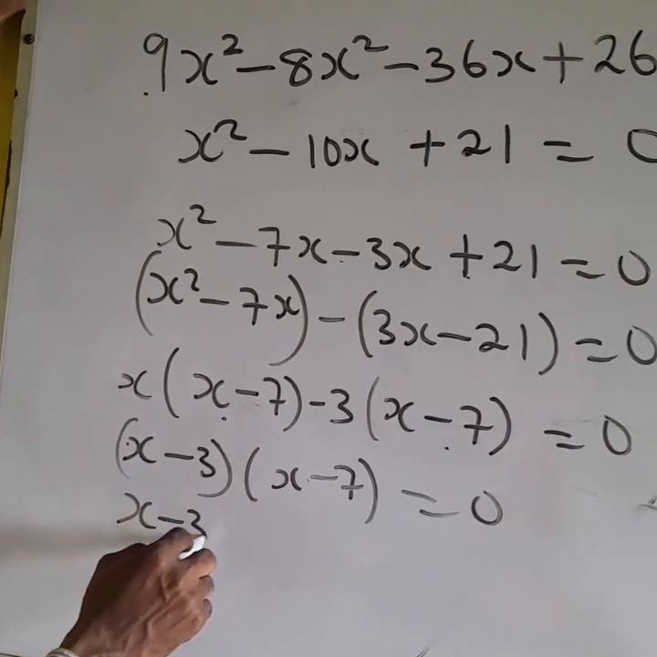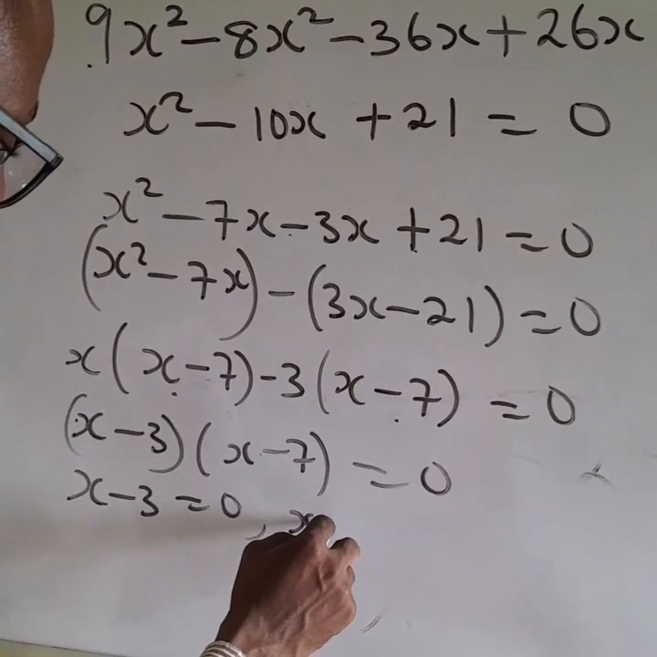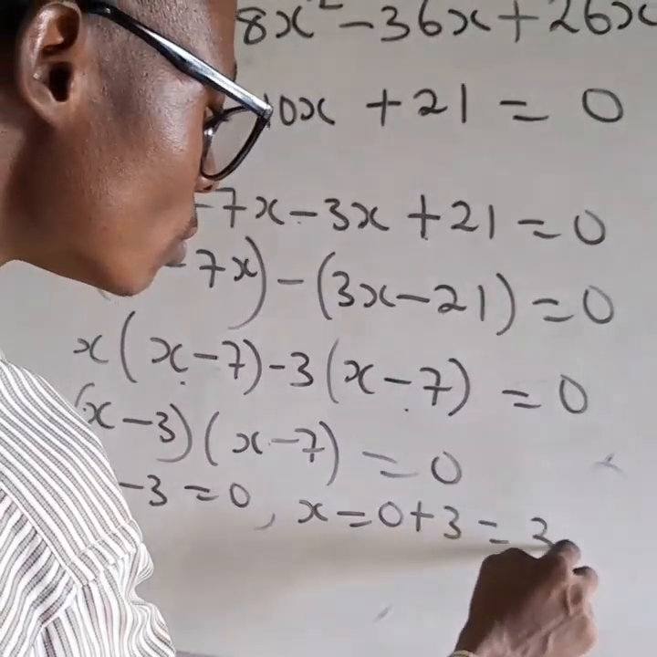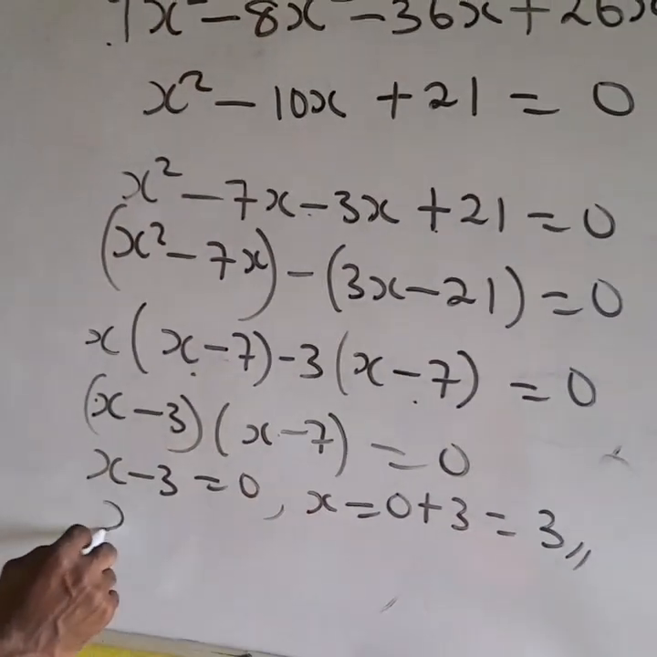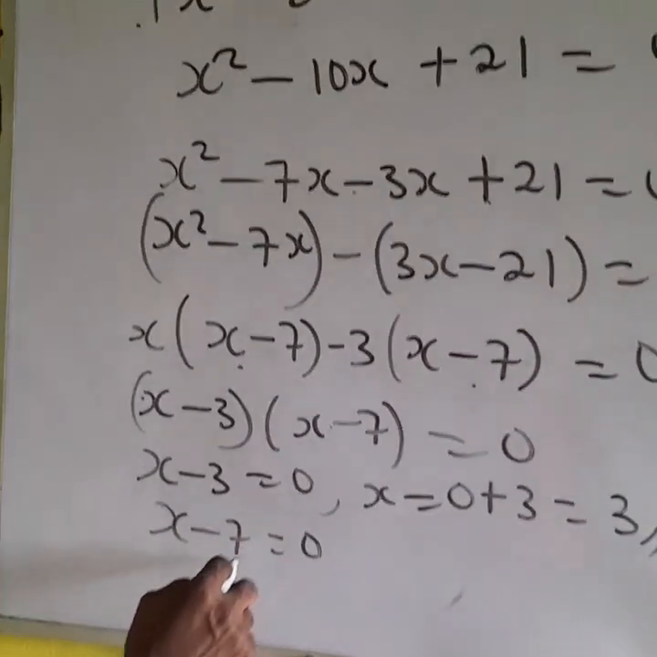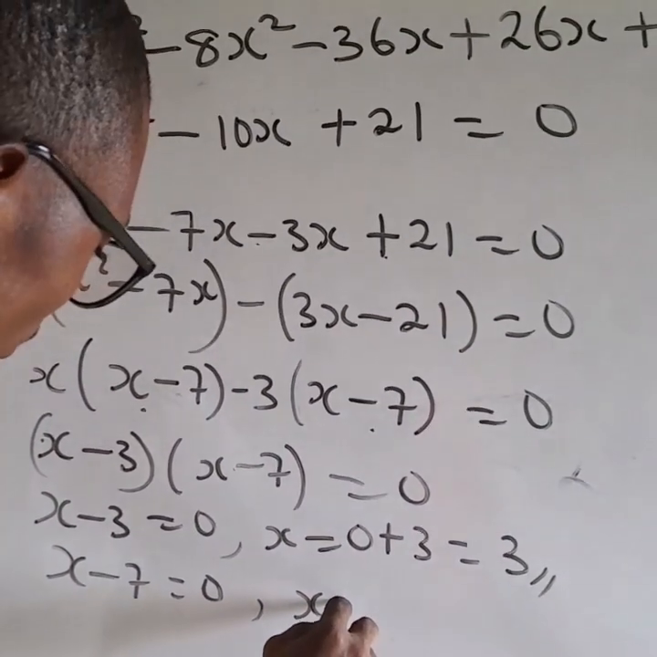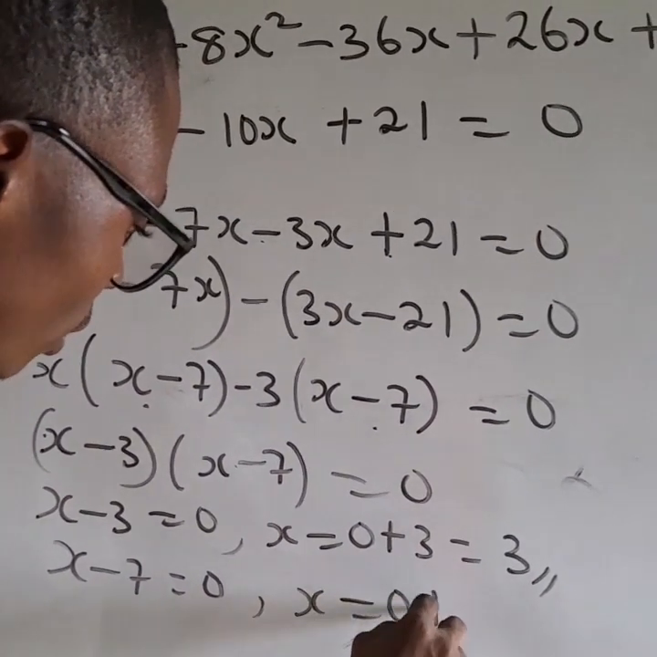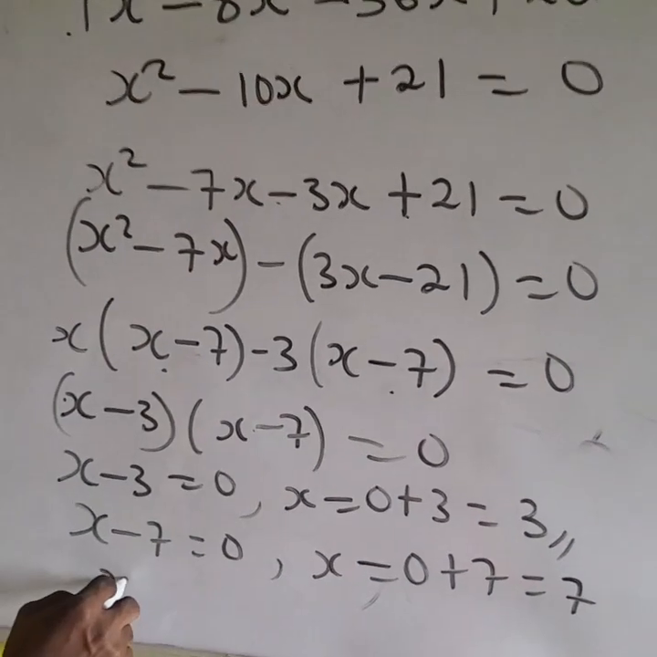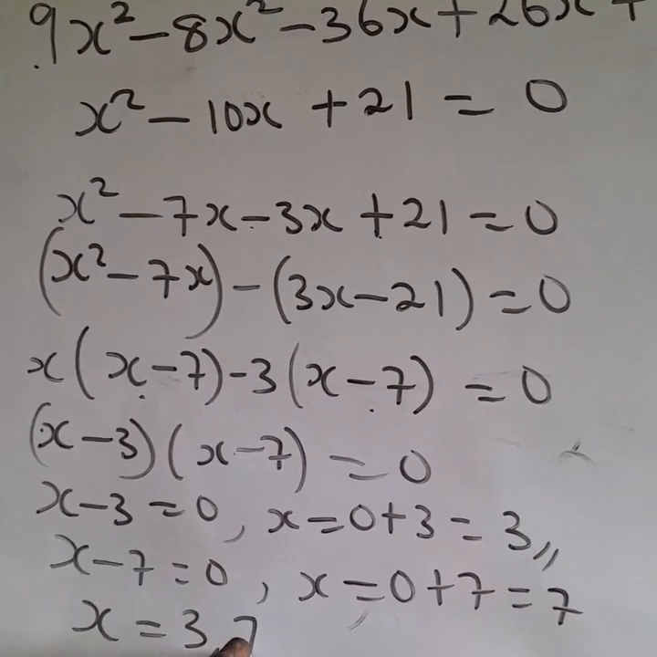x minus 3 equal to 0, so x equal to 0 plus 3, equal to 3. You pick the second one: x minus 7 equal to 0, so x equal to 0 plus 7, that is equal to 7. Hence, the value of x is equal to 3 or 7.